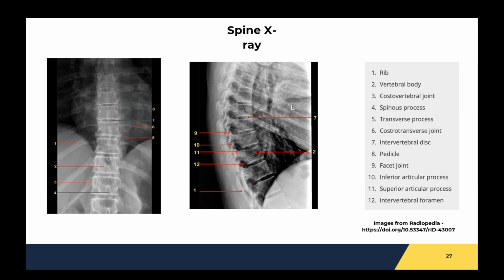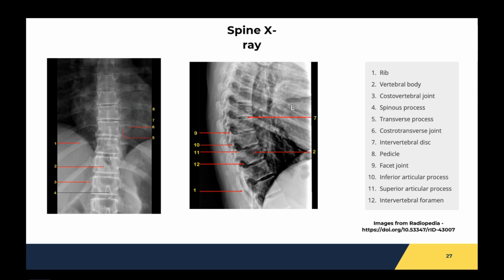So this is a joint, so it's the costovertebral joint here. And then this is pointing to the spinous process. You then have this annotation here, which is pointing to the transverse process. And then between the transverse process and the rib is the costotransverse joint. You then have the intervertebral disc space and the intervertebral disc within it.